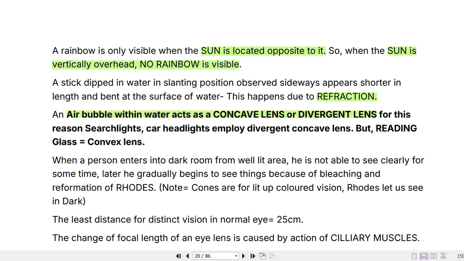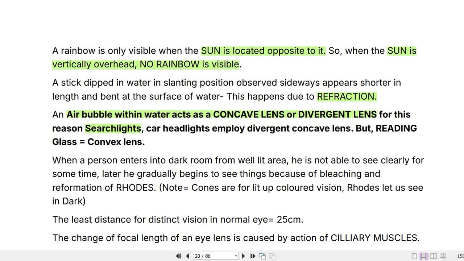Another name that you can remember for concave lens is the divergent lens, and for this reason searchlights and car headlights employ the divergent concave lens. So far we have discovered that it's the concave lens that has more utility compared to the convex lens. In dentistry applications we use concave lens. It forms an upright and magnified image, and owing to that property of concave lens we use it in dentistry applications.